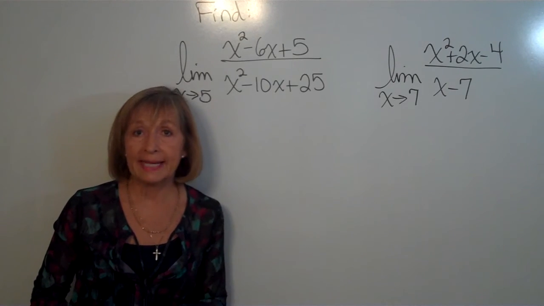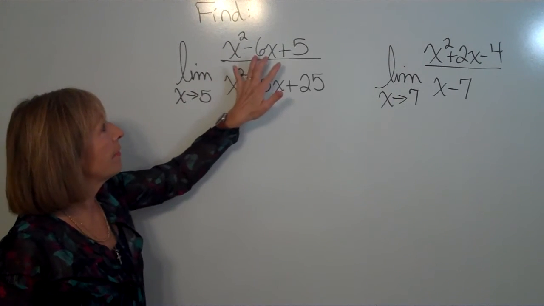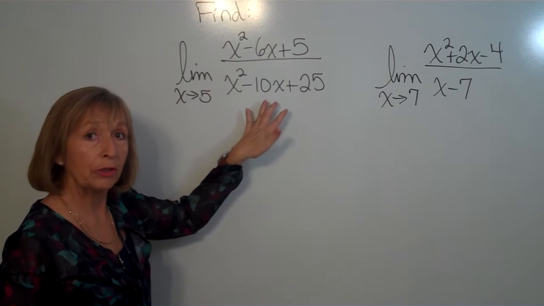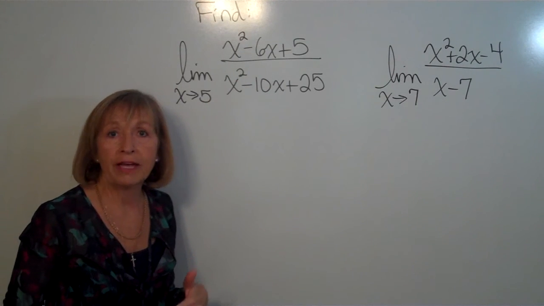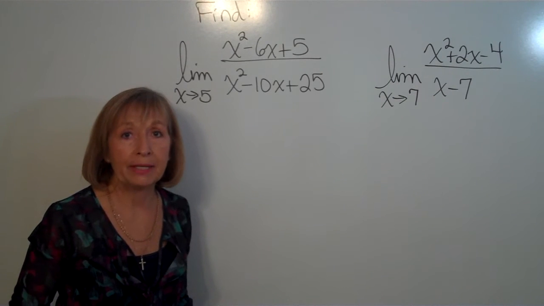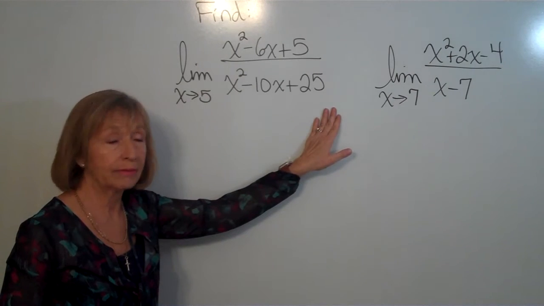So here's 2 more examples. So I have my limit as x approaches 5 of this rational function, a polynomial over a polynomial. And the first thing I want to do to try to evaluate this limit is see what happens when I run the value that x is approaching through the denominator.